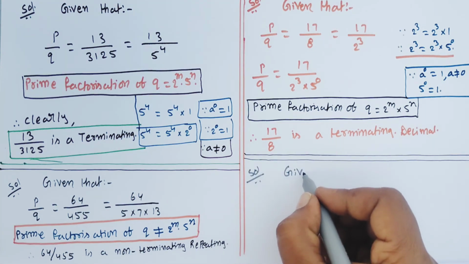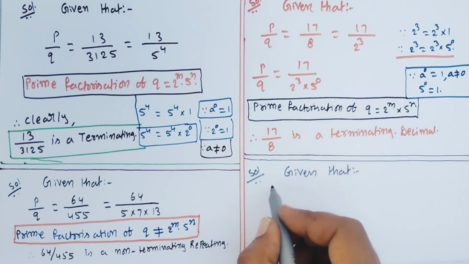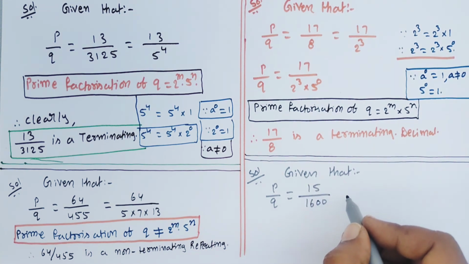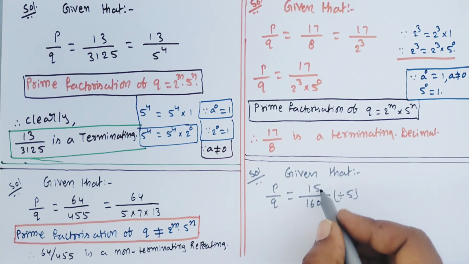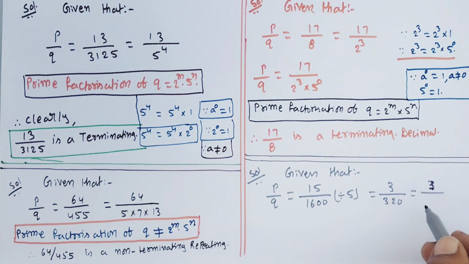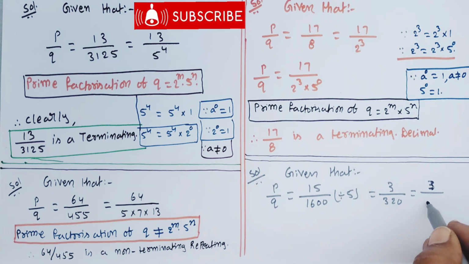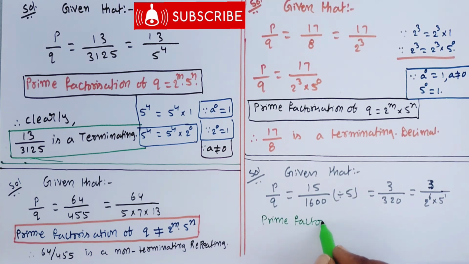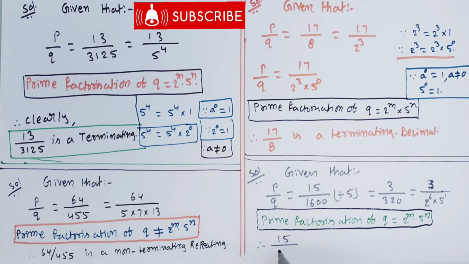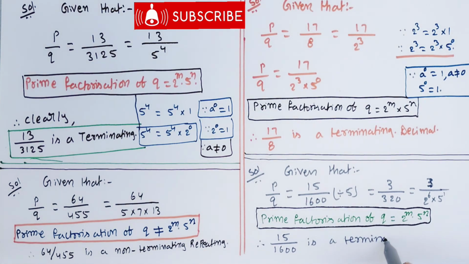Now we take one more solution. Given a rational number p by q equals 15 by 1600. In both numerator and denominator, a common factor 5 is there. So 5 threes are 15 and 5 times 320 is 1600. So the prime factorization of 320 can be treated as 2 power 6 into 5 power 1. The prime factorization of q is 2 power m into 5 power n. Therefore, the required 15 by 1600 is a terminating decimal.